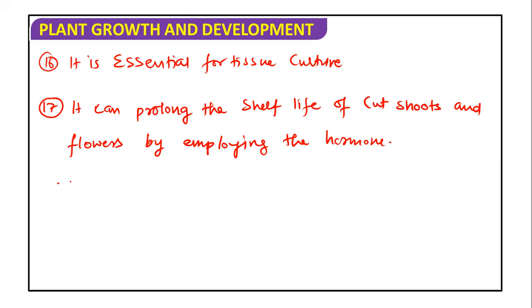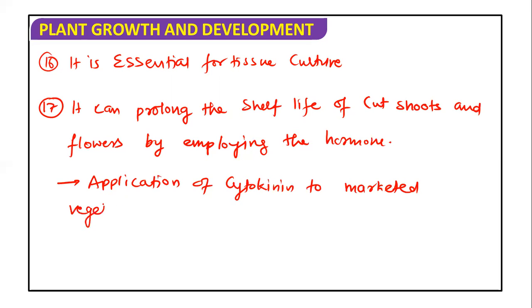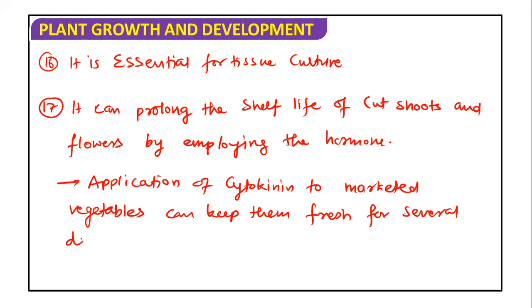Now it increases the shelf life, means application of cytokinin to marketed vegetables can keep them fresh for several days. So this application of cytokinin can make marketed vegetables fresh for several days, we can say. Then we have discussed that it delays senescence. So these all things are the important uses, applications and functions of the cytokinin.